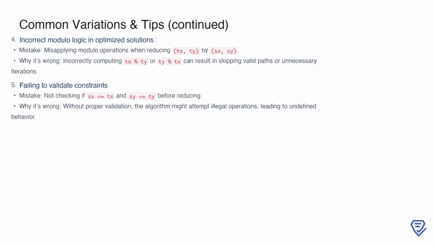Another mistake to watch out for is the incorrect use of modulo logic in optimized solutions. When reducing (tx, ty) to (sx, sy), misapplying modulo operations, such as incorrectly computing tx % ty or ty % tx, can result in skipping valid paths or performing unnecessary iterations. Additionally, it is critical to validate constraints before performing reductions. If the algorithm does not check whether sx equals tx and sy equals ty, it may attempt illegal operations, which could lead to undefined behavior. Ensuring these validations are in place is key to maintaining the correctness of your solution.